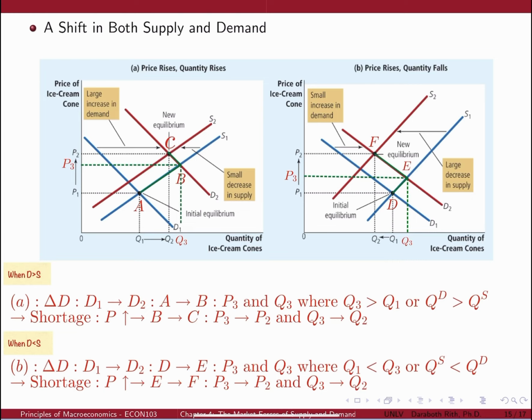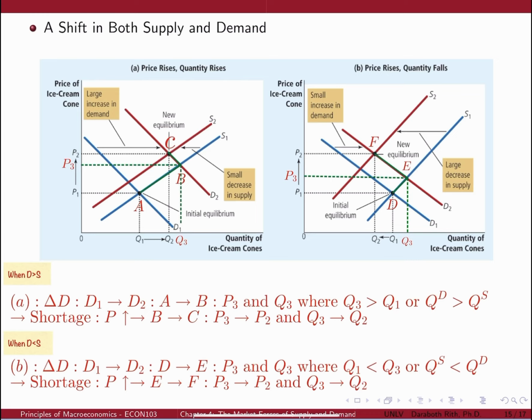Suppose that the change of demand is less than the change of supply, and there is a positive or upward shift in demand. The demand curve D1 shifts rightward to D2. The equilibrium changes from point D to point E, and it creates a temporary stop at P3 and Q3, where Q3 is greater than Q1 and P3 is greater than P1.